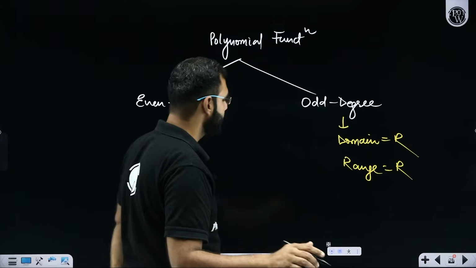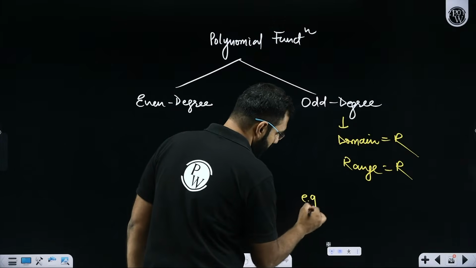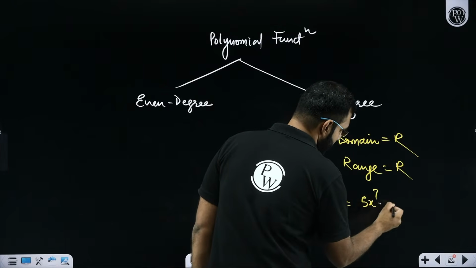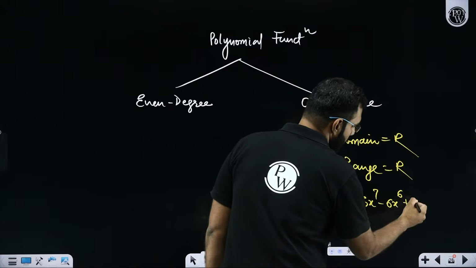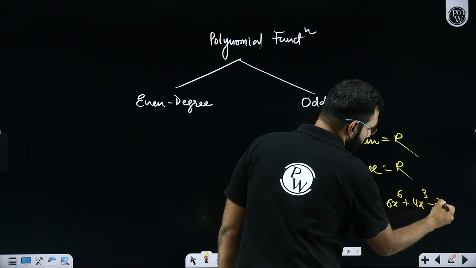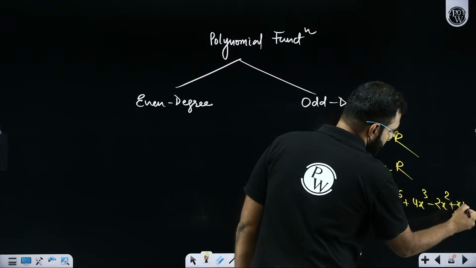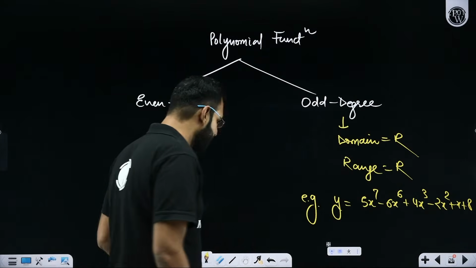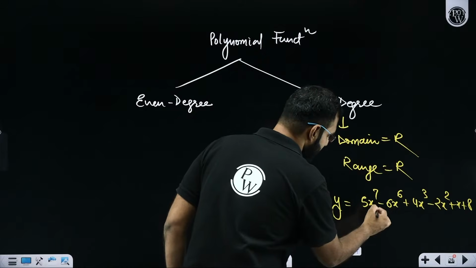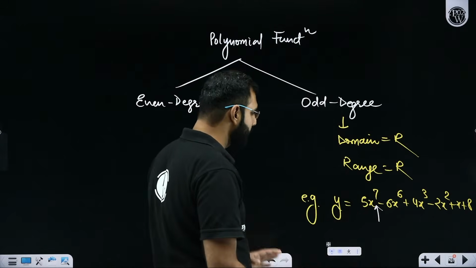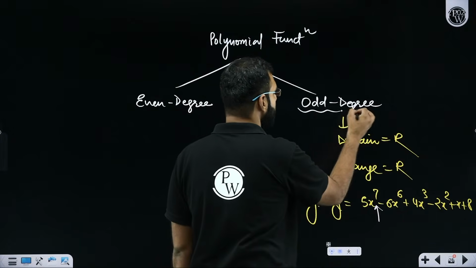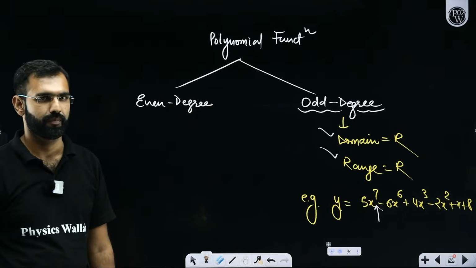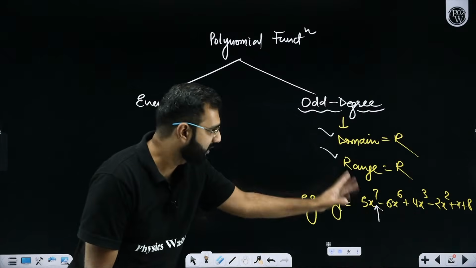Let's say I'm giving you f(x) = 5x^7 - 6x^6 + 4x^3 - 2x^2 + x + 8. Let's say this is a polynomial. What is the degree over here? The degree is 7, which is odd. So it is an odd degree polynomial. Its domain and range both will be real numbers. Without any hesitation, you can always say so.